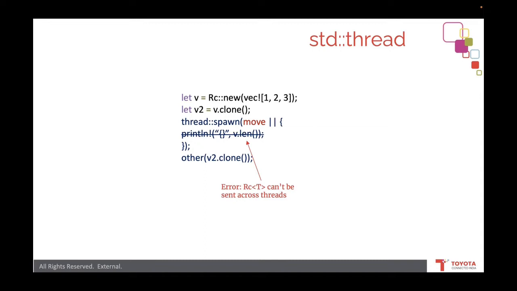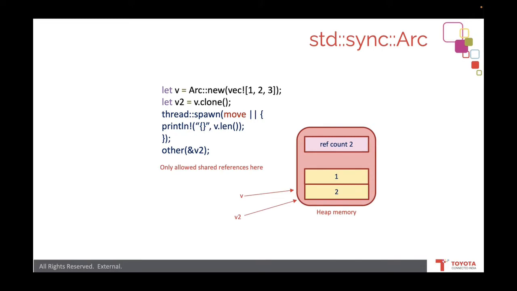In the static analysis, it gives that error as well, and it is also not atomic in nature. With the standard library sync, we can achieve this. We can share the data between the main thread as well as the child thread, and we can use the reference count as well with atomicity. And here you can see this example.